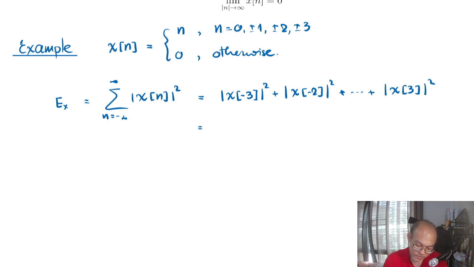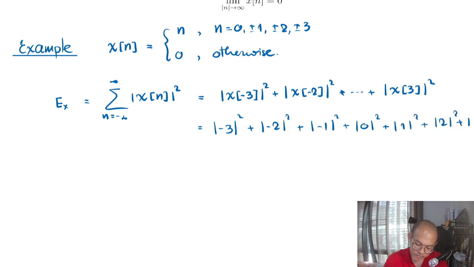X of minus 3 is minus 3, squared. X of minus 2 is minus 2 squared. X of minus 1 is minus 1 squared. X of 0 is 0 squared. X of 1 is 1 squared. X of 2 is 2 squared. And x of 3 is 3 squared.